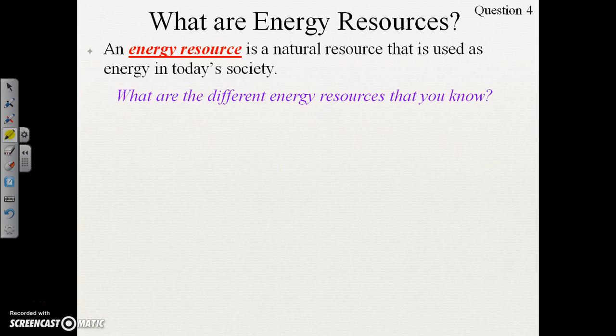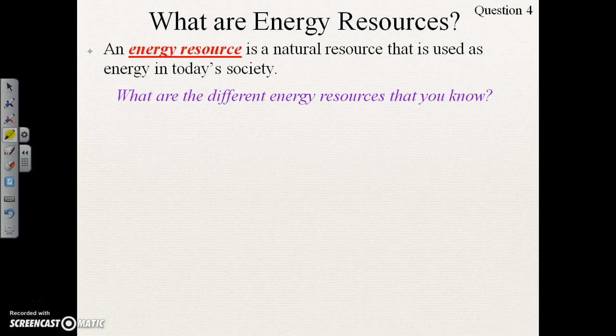Any energy resource is a natural resource that we use specifically for energy. So it's a natural resource that we use specifically to gain energy, to power something, to power your car, to power your house's electricity, to power the electricity being generated at a power plant.